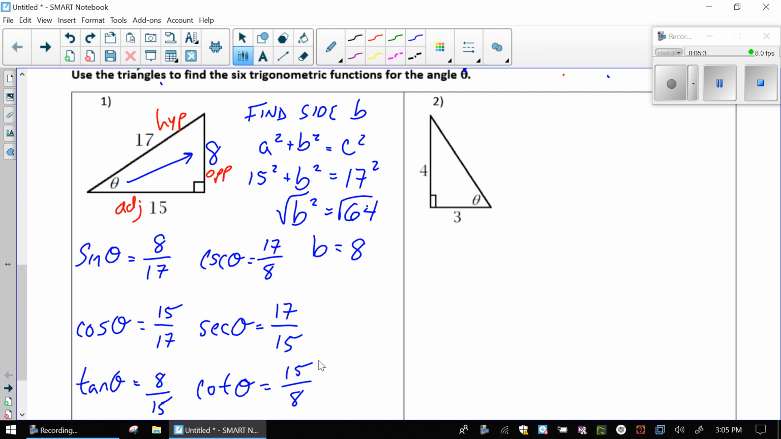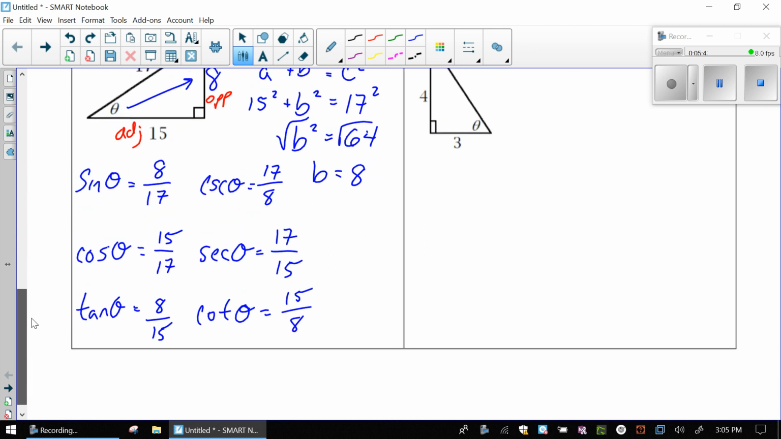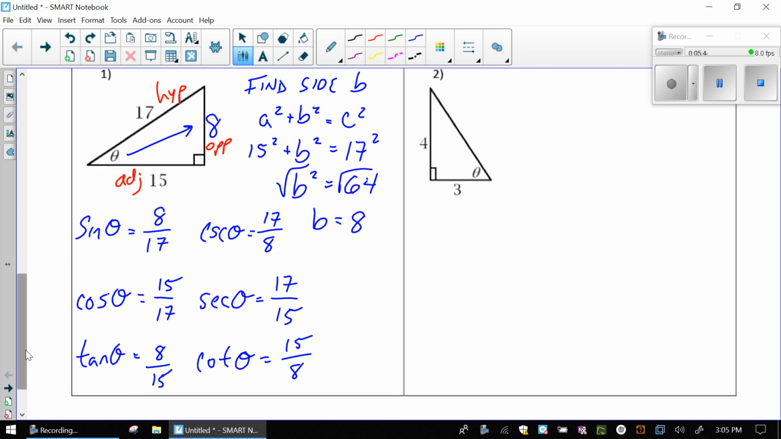All right, number 2, exactly the same. Find that missing side. Write your 6 trig functions. Not a big deal there. But again, a necessary review for a lot of you guys, okay?